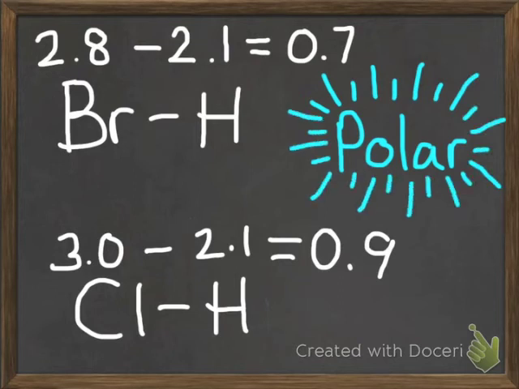However, just because they're both polar bonds doesn't mean that they act the same. We would actually say that the hydrogen and chlorine bond is more polar than the hydrogen and bromine bond. So these properties are going to be a little different, because remember, this is kind of like a spectrum. Just because the bonds might fall into the category of polar doesn't mean that they all act the same.